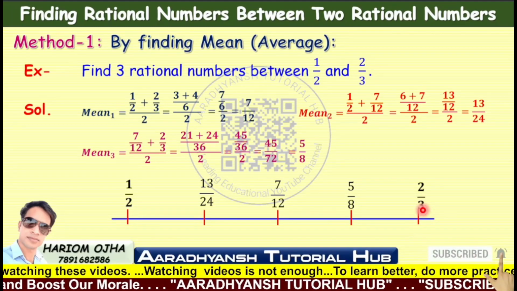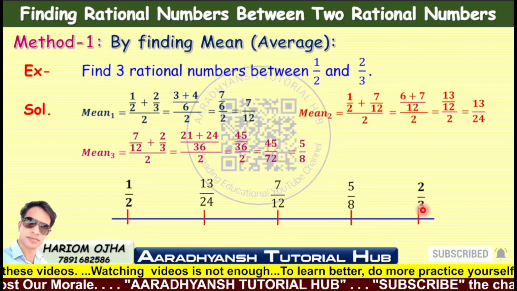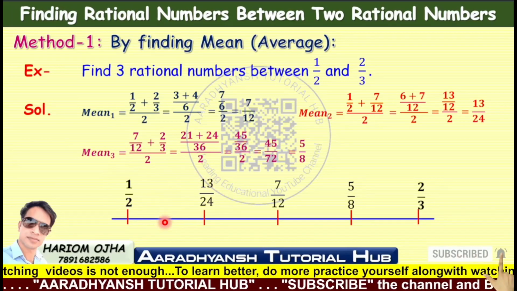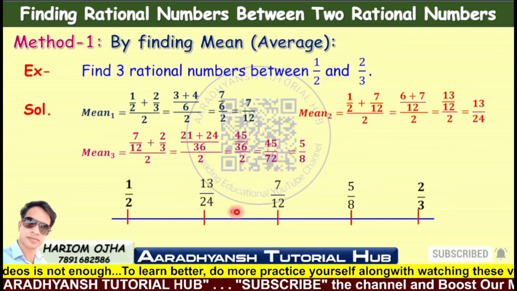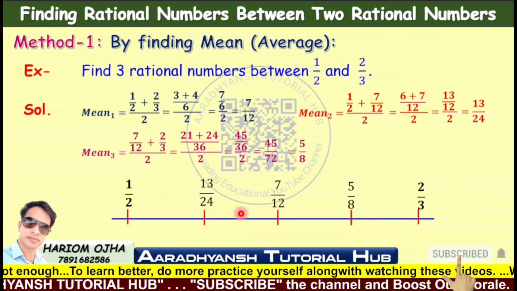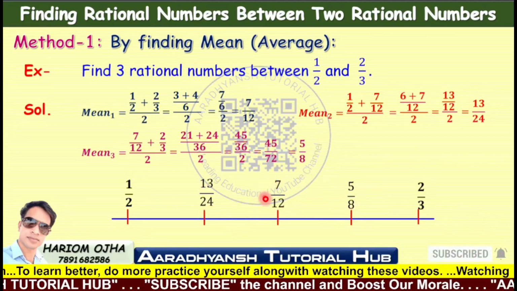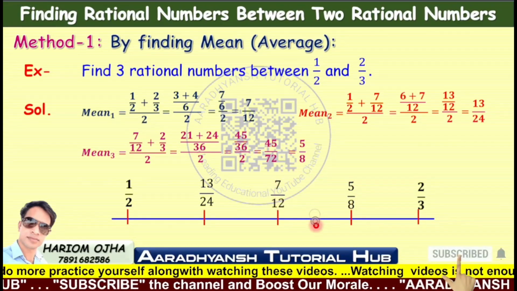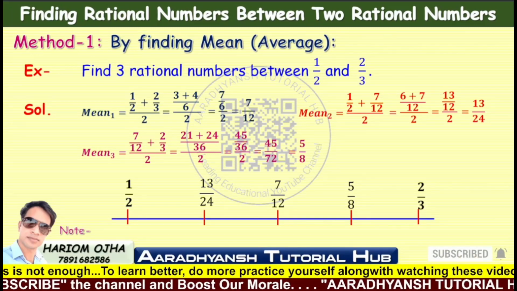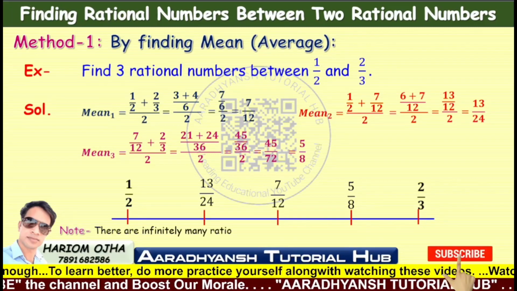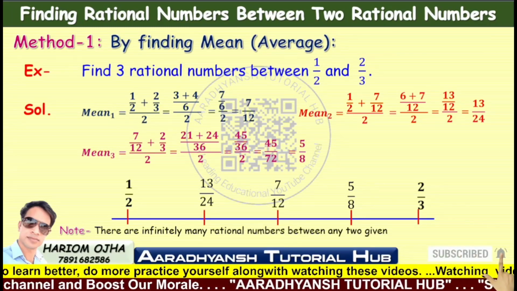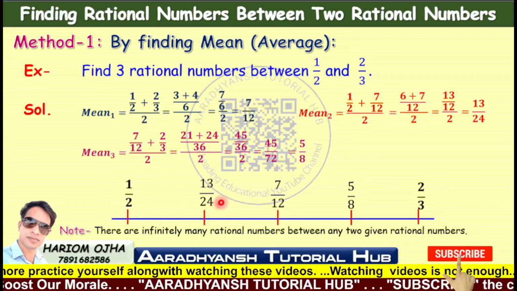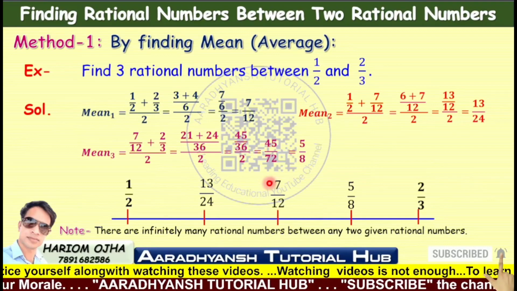Similarly, you can find more and more rational numbers. Suppose if you find the mean of 1 over 2 and 13 over 24, you will get another rational number here. If you find the mean of both these numbers, you will get another rational number here. Similarly, if we find the mean of all these fractions, we will get another rational number here. Okay, students, so we can say there are infinitely many rational numbers between any two given rational numbers. You can find more and more rational numbers between any two rational numbers.